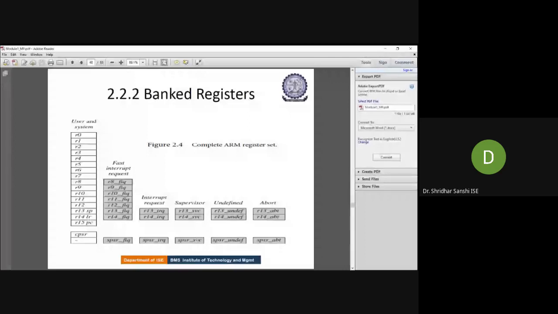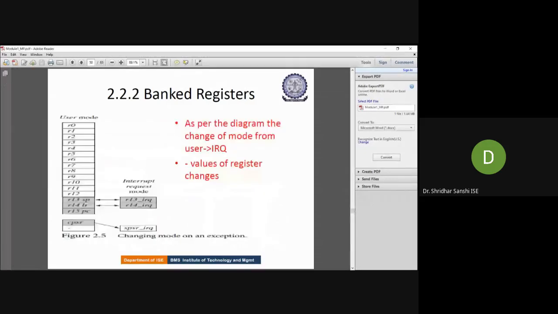So whatever the status is there, whatever the content of CPSR will be there, that content should be saved to the SPSR underscore FIQ. I think a diagram is there for that. See here what we are doing.